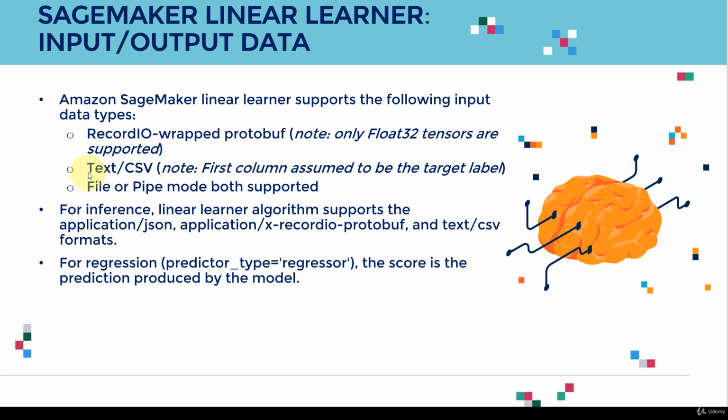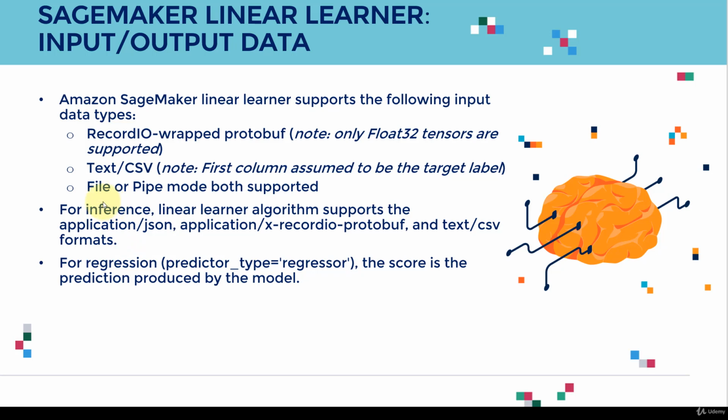You can also use text and CSV data, but you have to make sure that the first column is the target label. For those of you who have done any machine learning before with, let's say, scikit-learn or any other packages, you will find SageMaker is a little bit different. It will take you a little more time to get used to it, but after that you'll find it's pretty straightforward and very intuitive. When you feed in your training data, you have to make sure that the first column is your target, what you're looking for. And then afterwards, you feed in your features, or your input data.